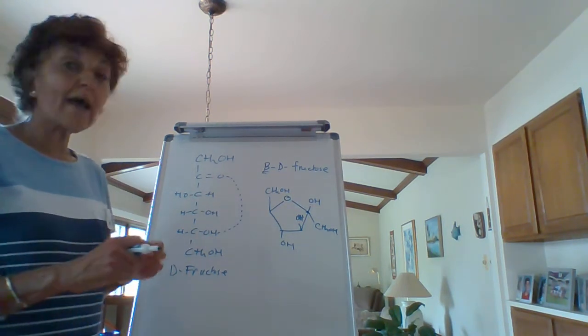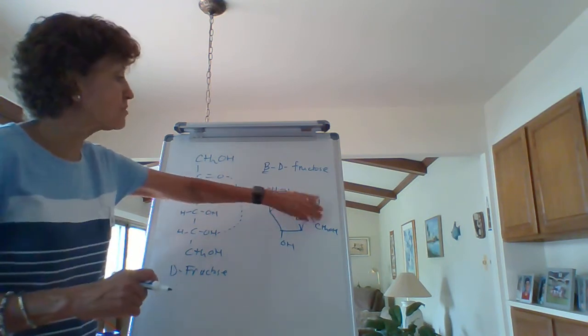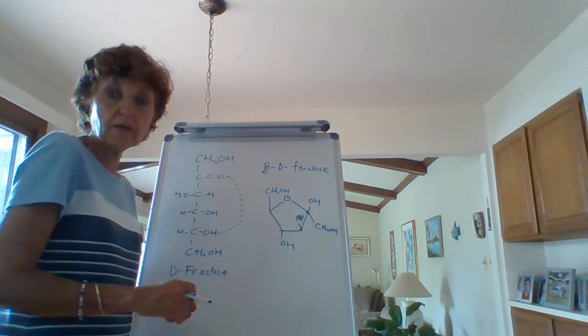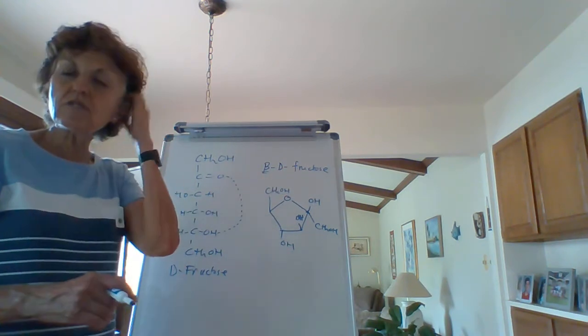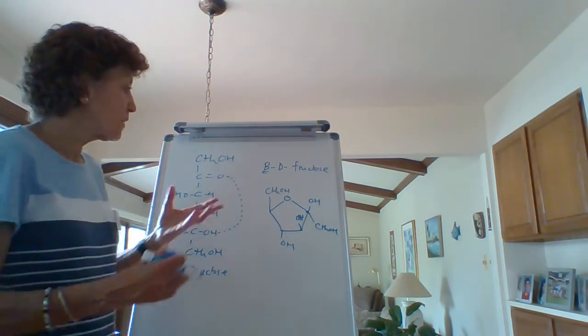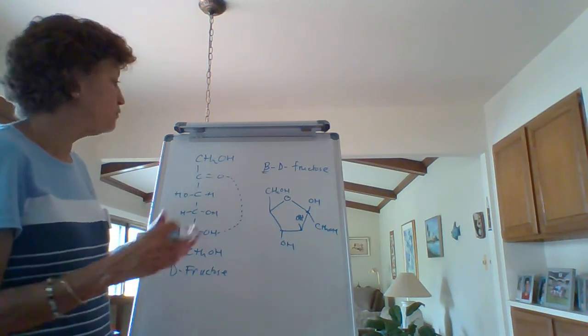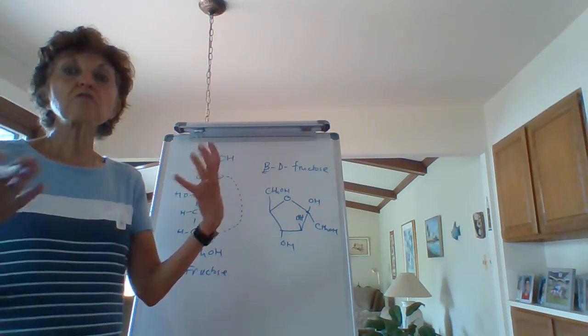If you want alpha D fructose, what would you do? You just flip this over. The OH comes down, carbon 1 comes back up again here. All right? All of this is drawn in your textbook, and you could look all these things up. I just wanted to show you how you turn all the Fishers into Haworths.